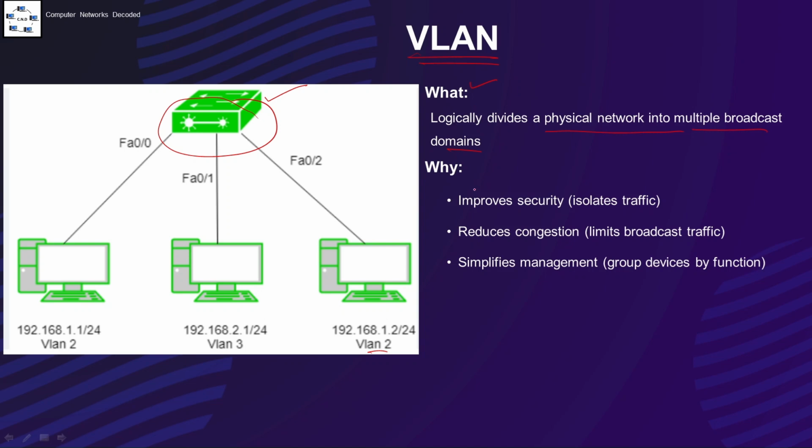And why do we use VLAN? So we improve security. For example, if we want that the traffic of this device should not be listened to by these devices, we can configure this device in a separate VLAN and this device in a separate VLAN, so their traffic is isolated. As we said, they have separate broadcast domains, so when this device broadcasts traffic, it will not be listened to by this one or this one. When this device broadcasts traffic, it will be listened to by this one but not by this one.